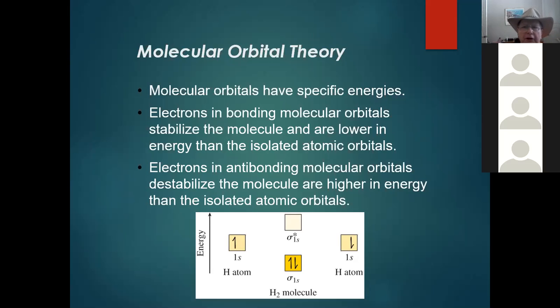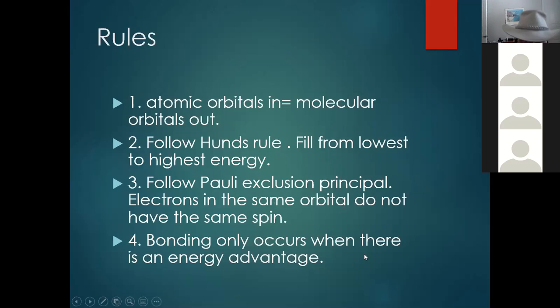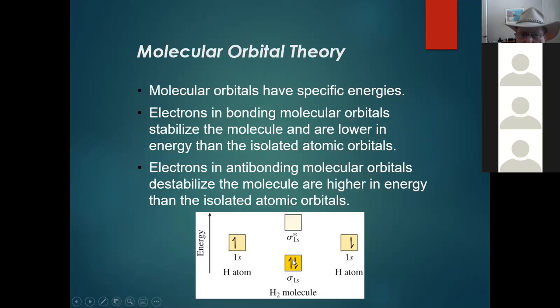Again, we're talking about a new theory. The number of atomic orbitals in equals the number of molecular orbitals out. The molecular orbitals are designated by how they overlap. If it's a head-to-head overlap, those orbitals will be called sigmas. If it's going to be side-to-side, those will be called pi's. So I have a sigma bonding and a sigma antibonding.